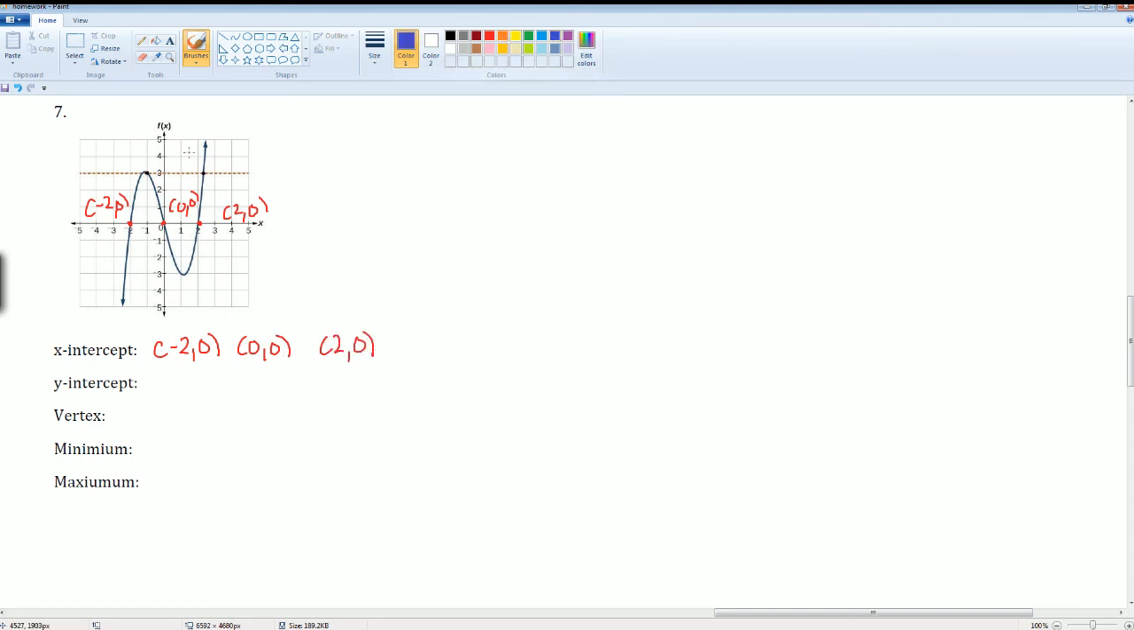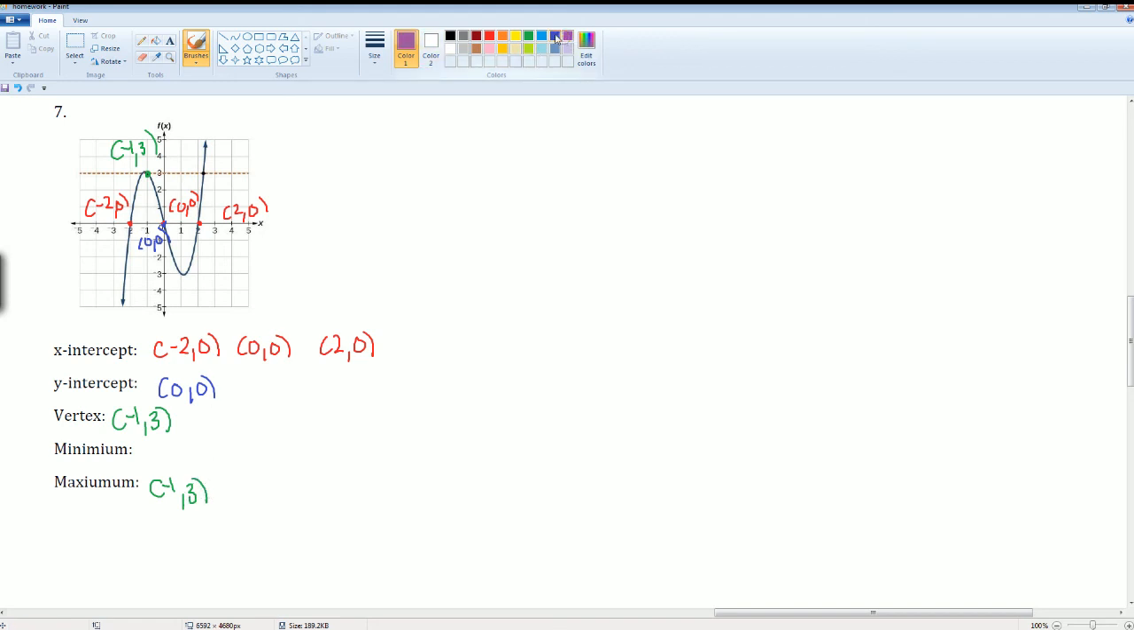We go up and down. Hit it right there. That's at 0, 0. That's your y-intercept, 0, 0. We look for a maximum. What's the highest value? Right here. This is negative 1, 3. Vertex, negative 1, 3. And that is also your maximum.